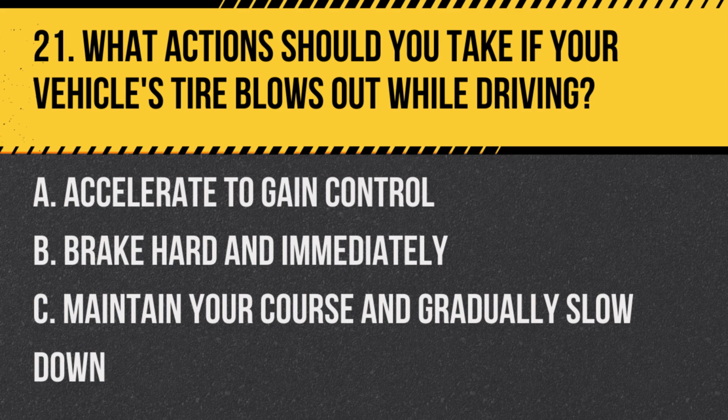Question 21. What actions should you take if your vehicle's tire blows out while driving? A. Accelerate to gain control. B. Brake hard and immediately. C. Maintain your course and gradually slow down. Answer: C. Maintain your course and gradually slow down. In case of a tire blowout, you should keep the vehicle steady and gradually slow down before safely pulling over.